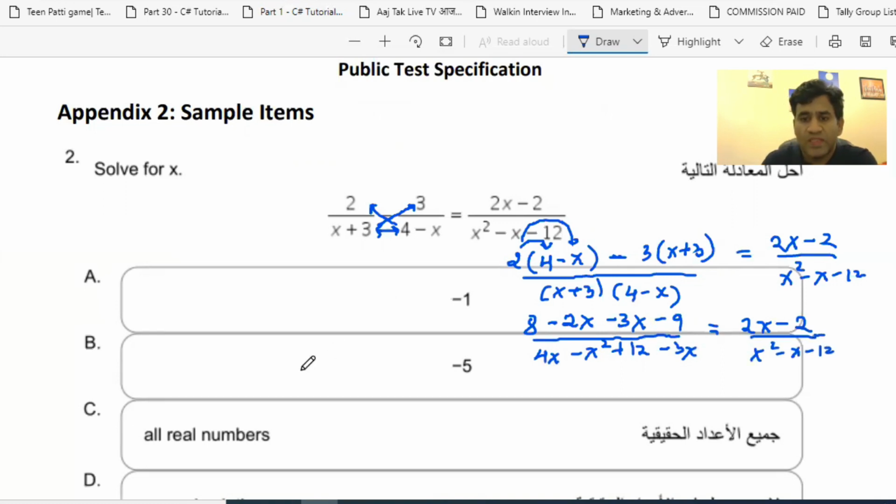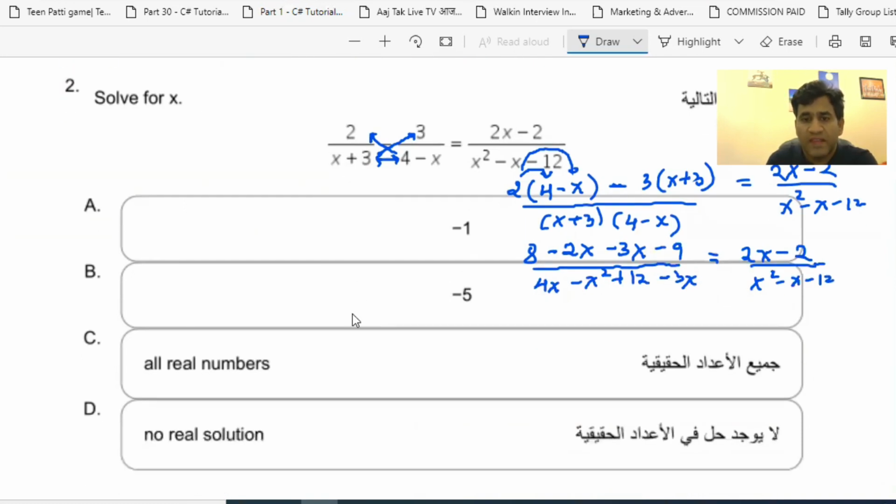So now what we do, let's add the like terms. When you add the like terms here, look at the numerator, minus 2 minus 3 is there, and plus 8 minus 9. So minus 2 minus 3 is written as minus 5, because they have 5x, and plus 8 minus 9 can be written as minus 1. Now in the denominator, what happens here? Minus x square and plus 4x minus 3x. So in this case, plus x plus 12 is equal to 2x minus 2 over x square minus x minus 12.